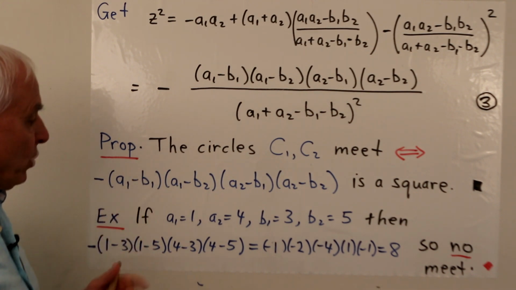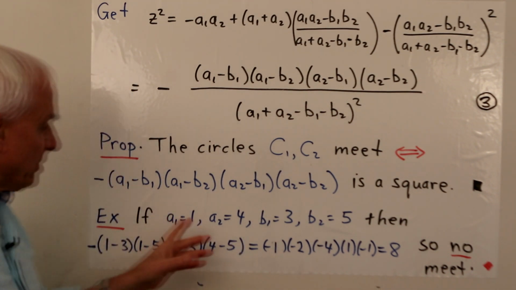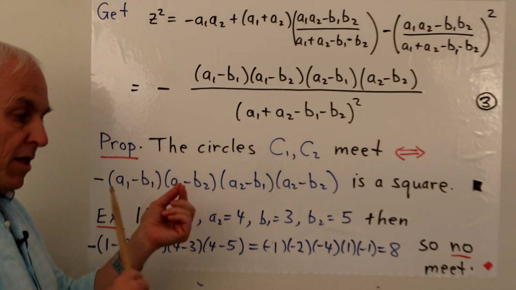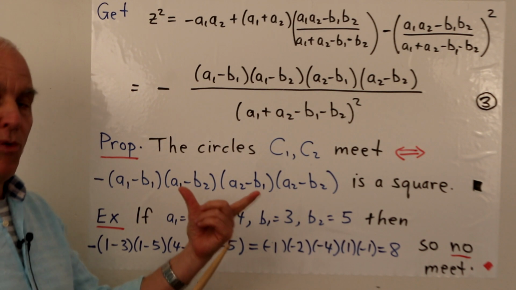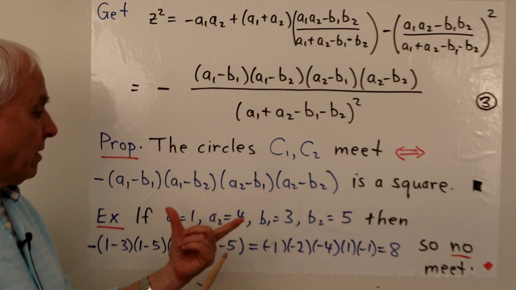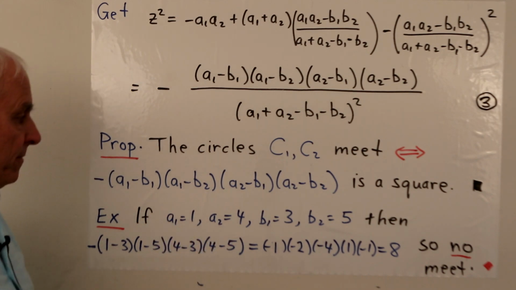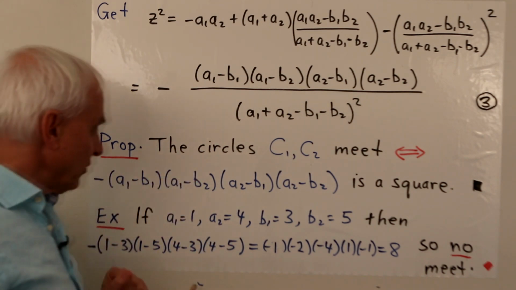So let's have a look at an example that corresponds with the picture that I showed you before, where a1 is at the point 1 on the y-axis, and a2 is at the point 4, and b1 is at the point 3, and b2 is at the point 5.